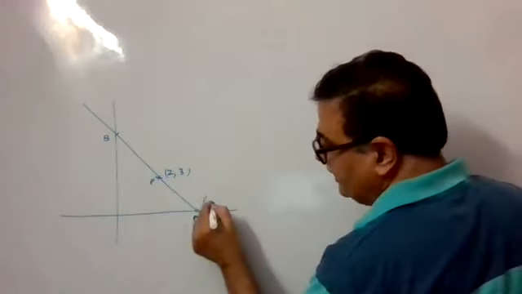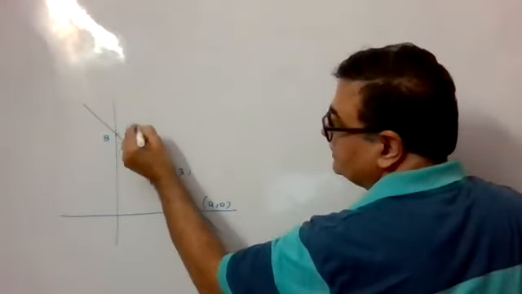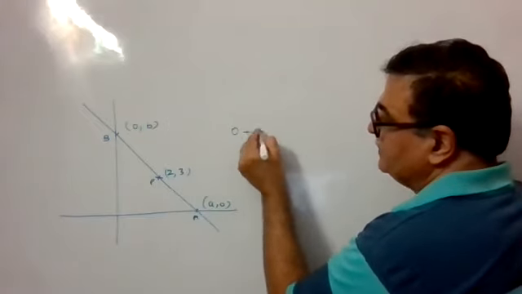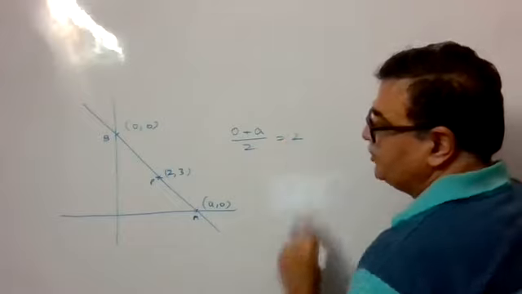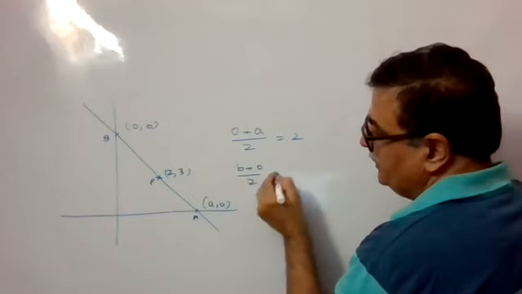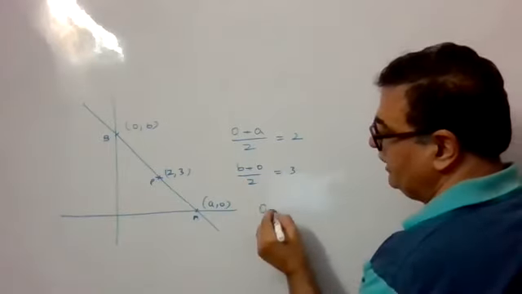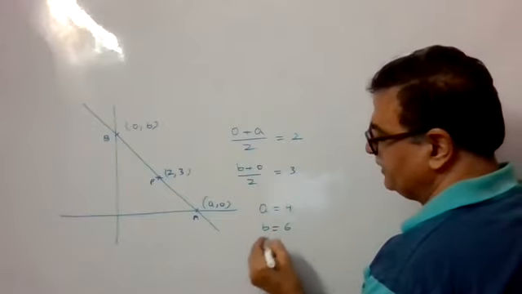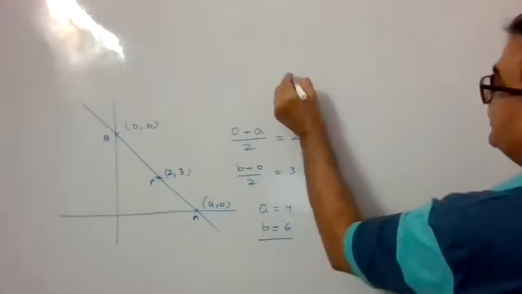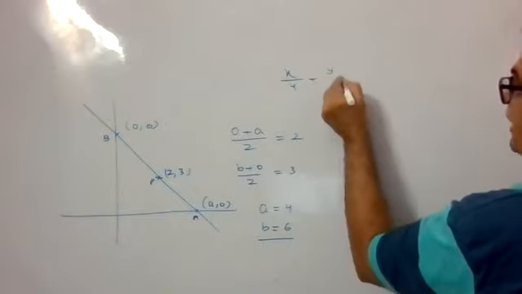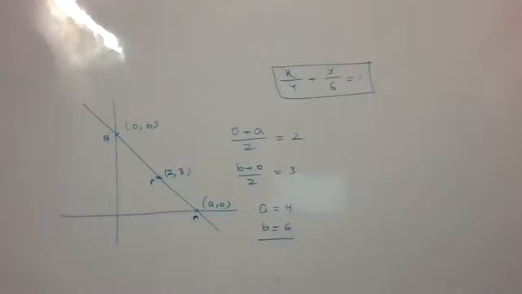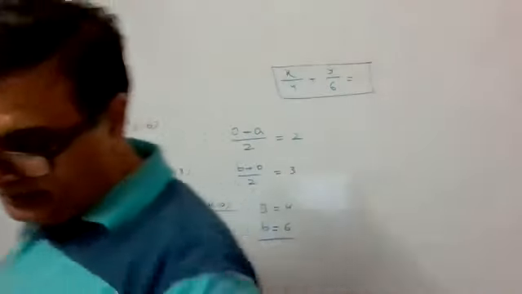Now you want A and B to be calculated and find out the equation. The coordinate of this I'll take A comma 0. This I'll take 0 comma B. As it is a midpoint, 0 plus A by 2 will be 2, and B plus 0 by 2 is 3. Then A is coming 4, B is coming 6. So what is my equation? X by 4 plus Y by 6 comes out to be 1.